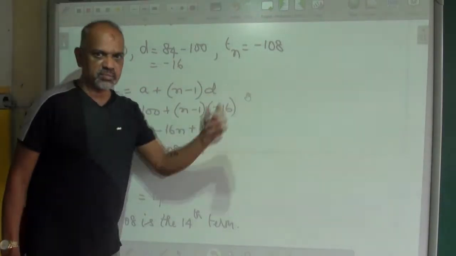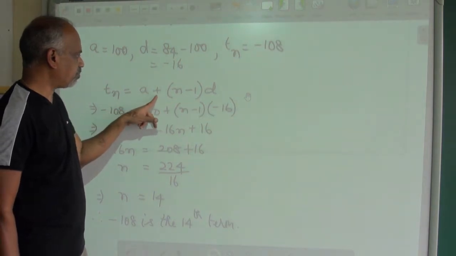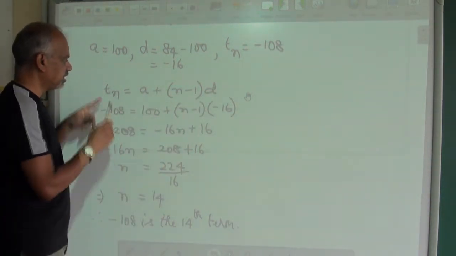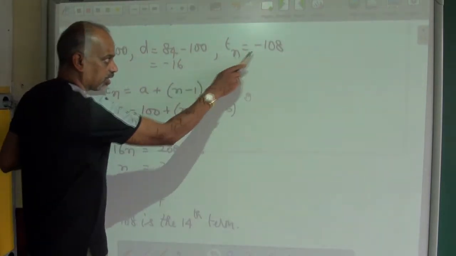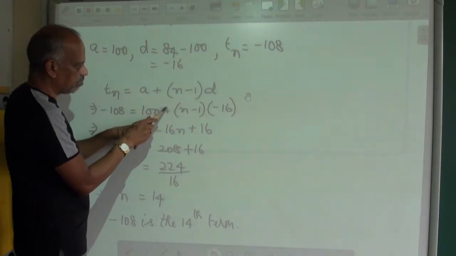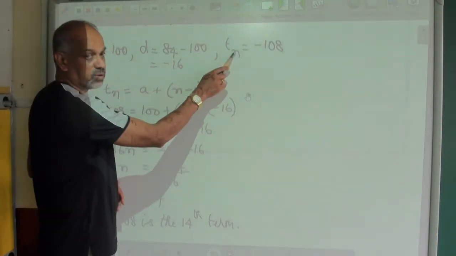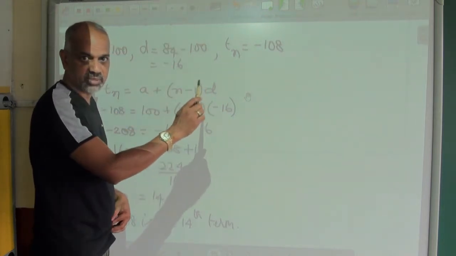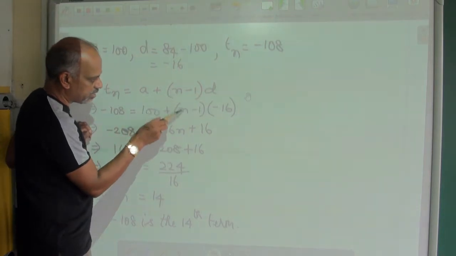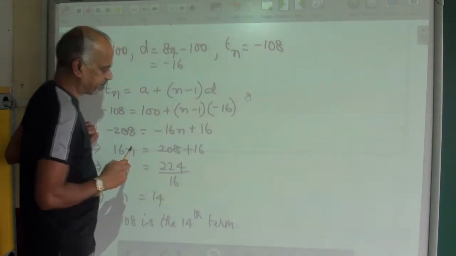Because you know the nth term, let's use the formula for nth term. Tn is equal to A plus n minus 1 times D. And substitute whatever you know. Tn, term n is minus 108 is equal to A is 100 plus, you don't know which is the n value. Which term is this, you don't know. You know it's the nth term. That n is what number, you don't know. So n remains the same, minus 1 times D's value was minus 16.